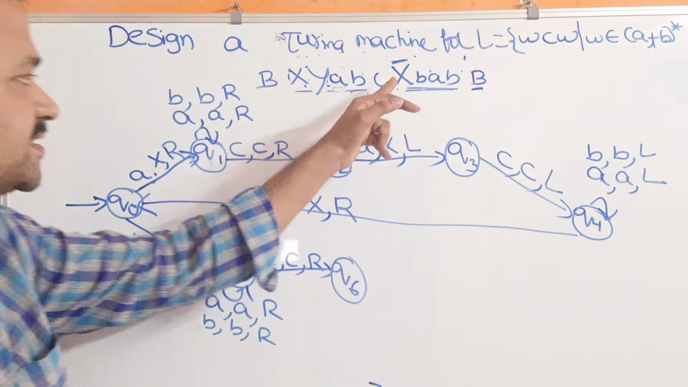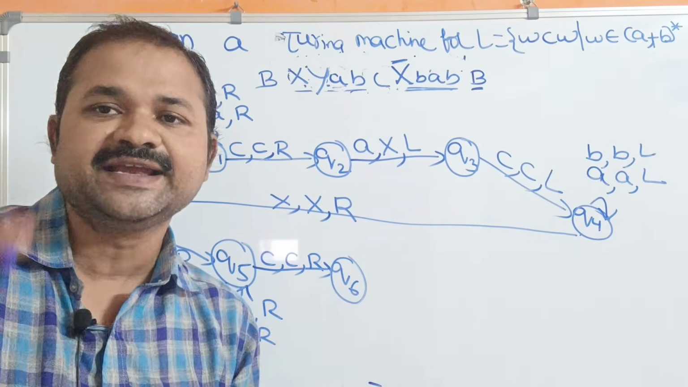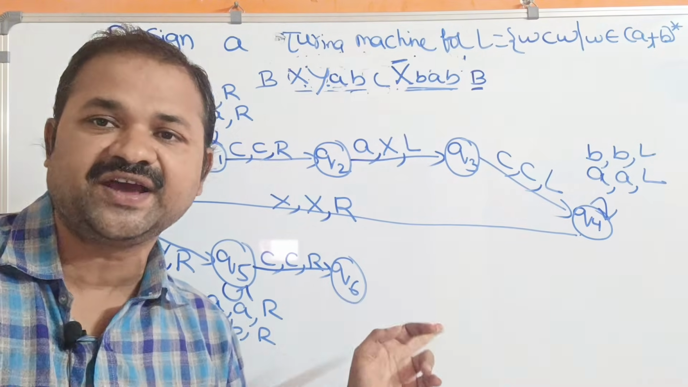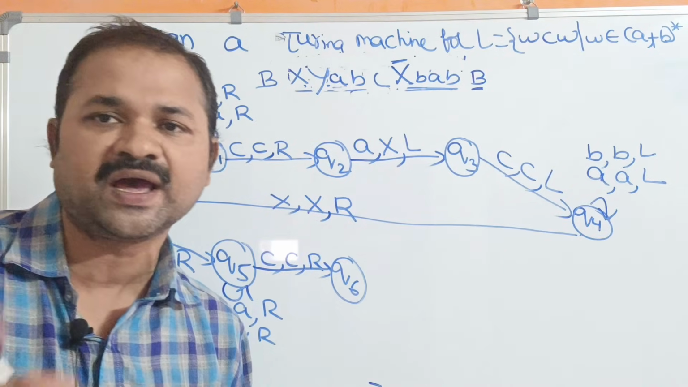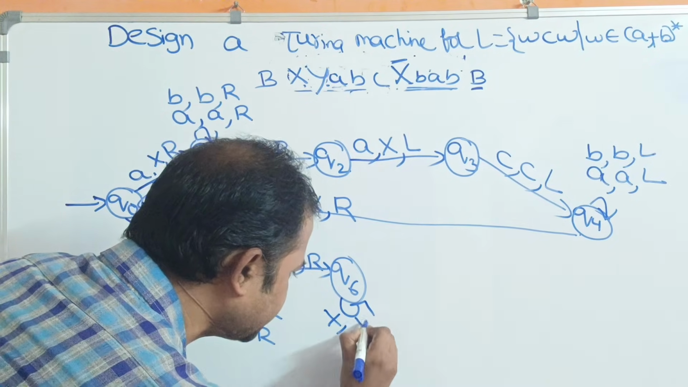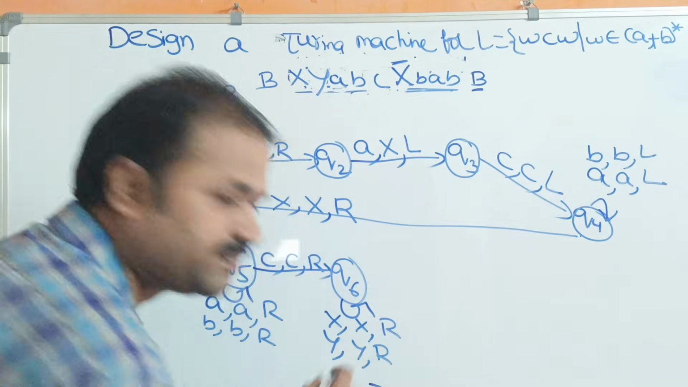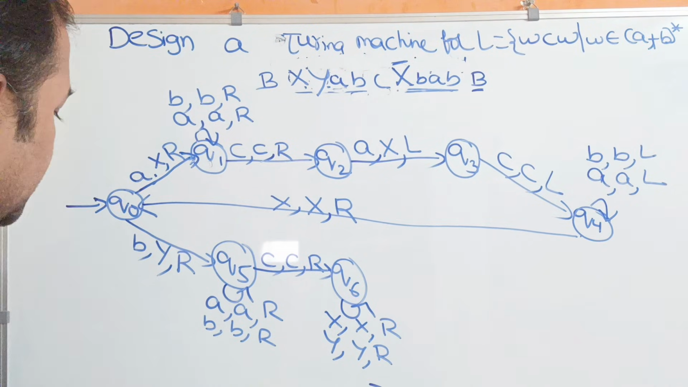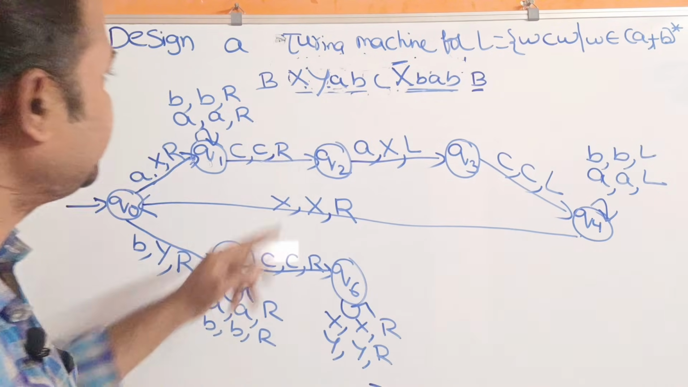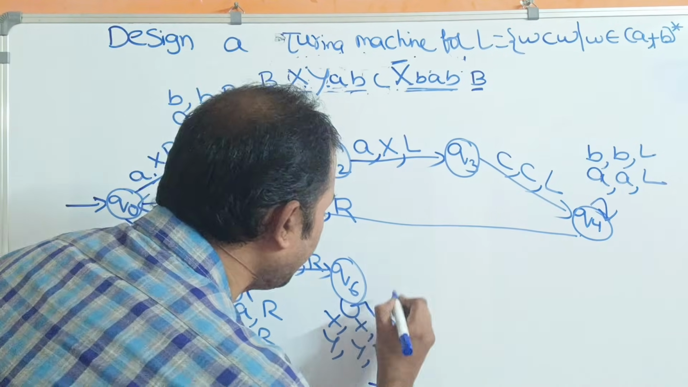On Q6, we may come across either X or Y. If we read X, then keep it as X only, but move the head towards the right. Likewise, if we read Y, keep it as Y only, but move the head towards the right. Now we are at this X, so X means X only, but move the head towards the right.